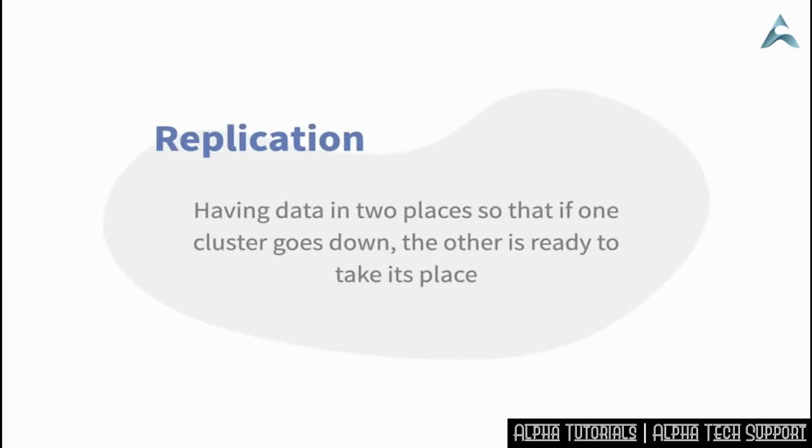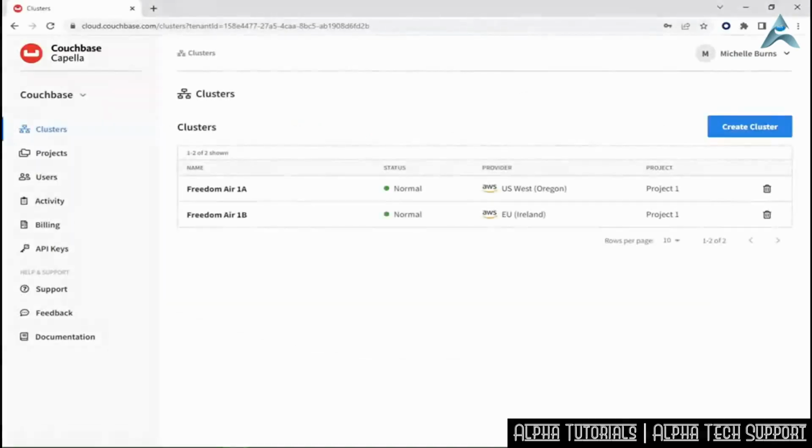What is replication? It's having 2 copies of a database in 2 different locations to ensure that if one goes down, the other can take its place quickly and without user interruption. Let's jump into Capella to see where we can find this feature. First, I'm going to look at my clusters that I see here on my single pane dashboard view.